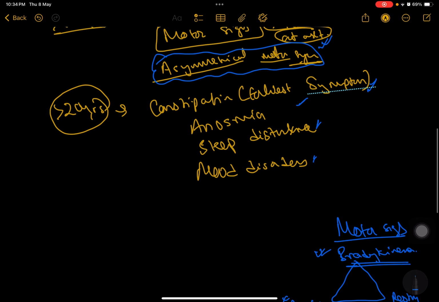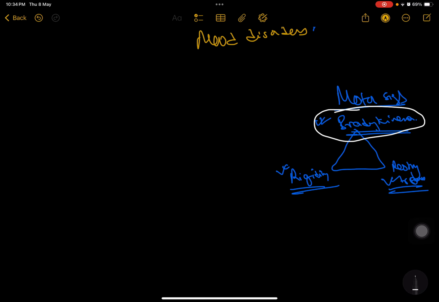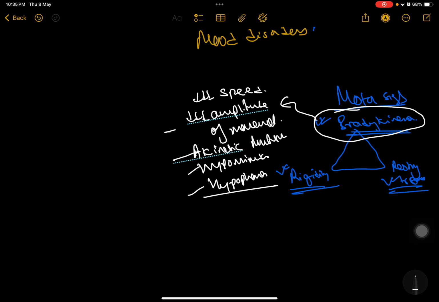Now let's talk about bradykinesia. Bradykinesia means slow speed. There is a decreased speed, a decreased amplitude of movement, akinetic mutism, hypomimia, and hypophonia. So: hypomimia, hypophonia, akinetic mutism, decreased amplitude of movement, and decreased speed.